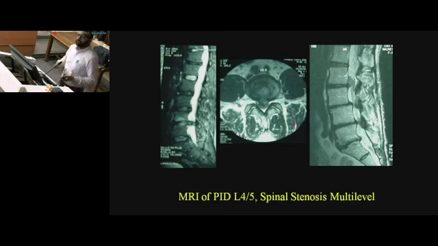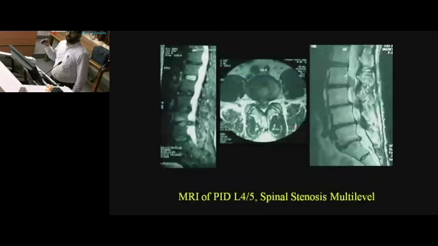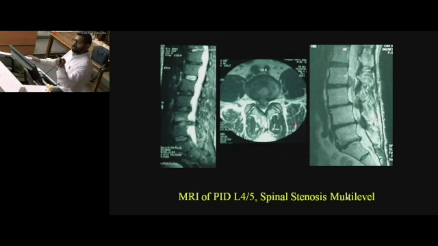Okay. So in this MR, you can see there is a listhesis happening at this level. But if you get standing X-rays, it will be more, because MRI is done in supine position, so it reduces back. Okay. So we always order standing X-rays in spine, to get an actual idea of what is actually happening.